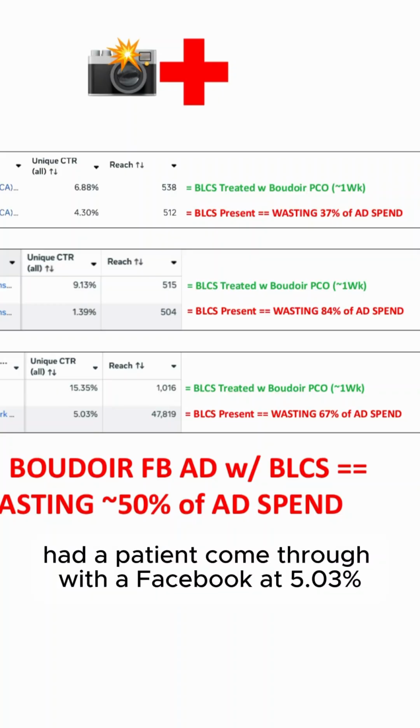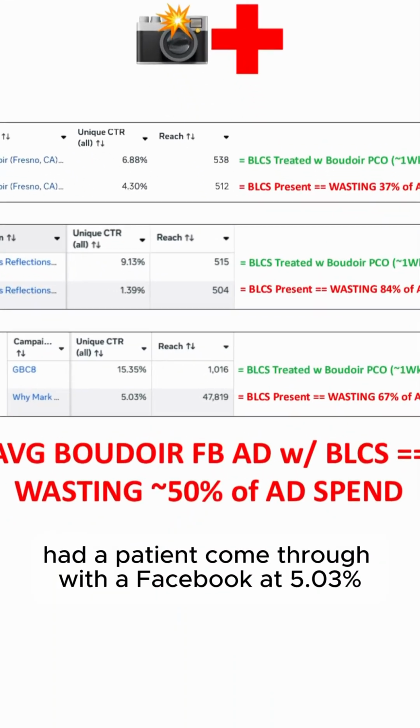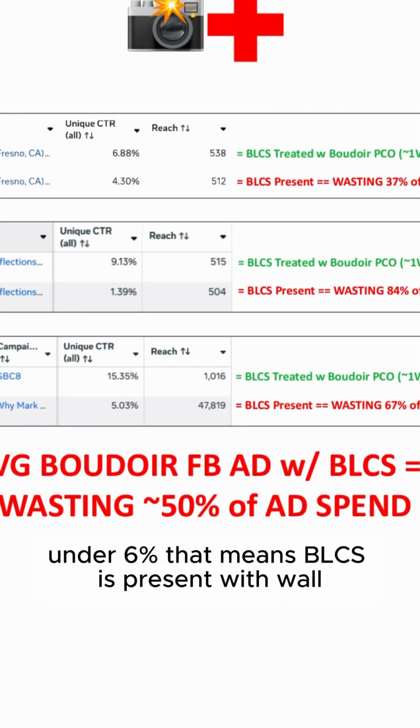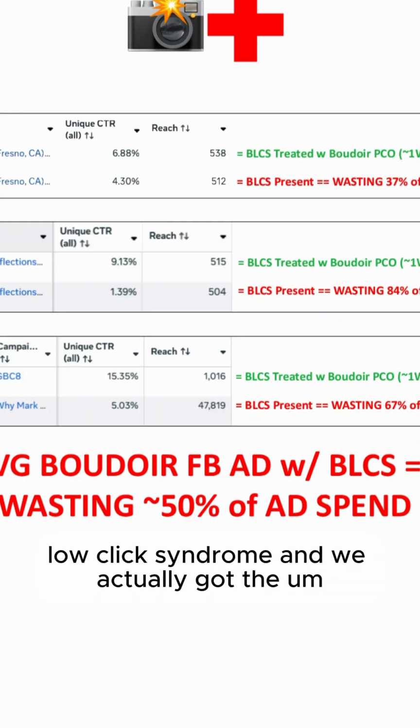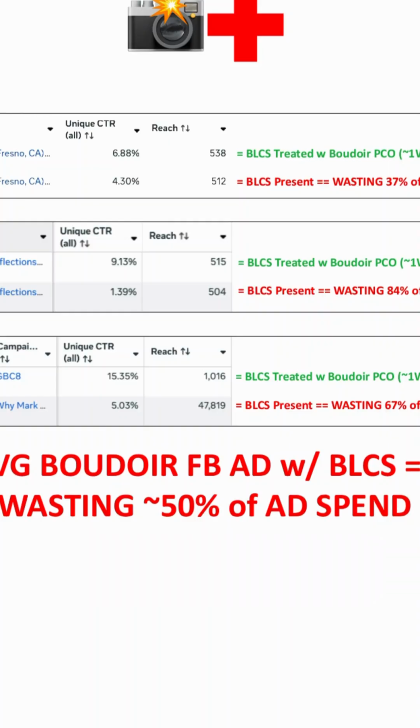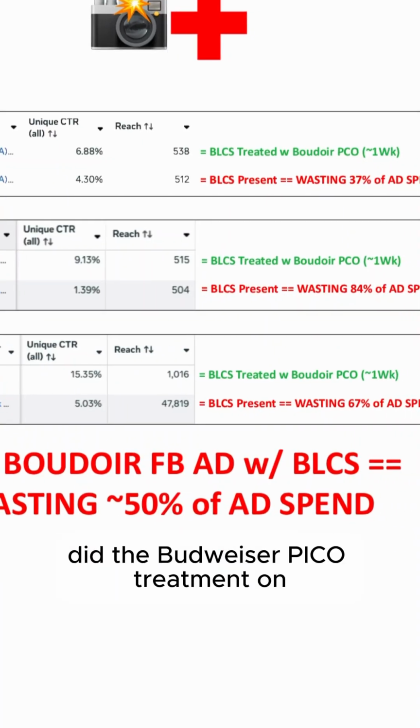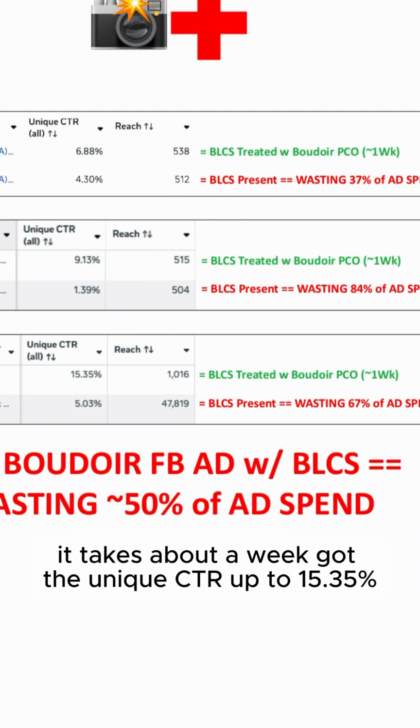Finally, had a patient come through. Boudoir Facebook ad at 5.03%, under 6%. That means BLCS is present, Boudoir low click syndrome. And we did the Boudoir PCO treatment on it. It takes about a week. Got the unique CTRL up to 15.35%.